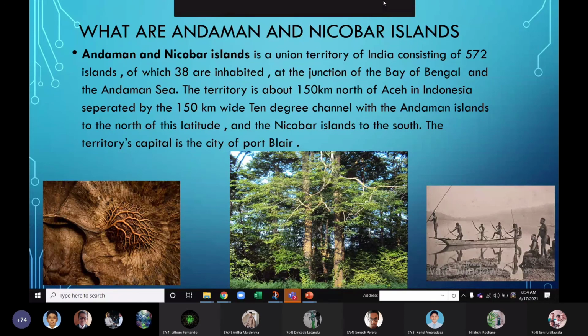The territory's capital is the city of Port Blair. Actually, the city of Port Blair is a city located in India. It's the capital of the Andaman Islands and Nicobar Islands. As you can see, the picture of a tree here is a symbol that shows the identity of the Andaman and Nicobar Islands, and the tree's name is Andaman Padauk. And you can see here some people fishing. Those are the Andaman tribals fishing in a river.